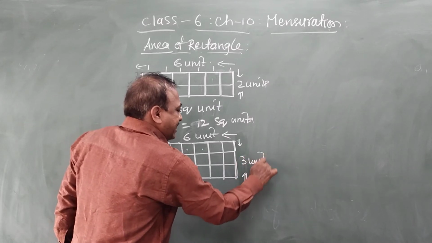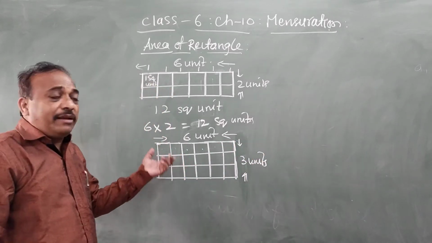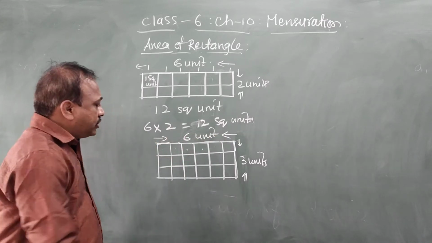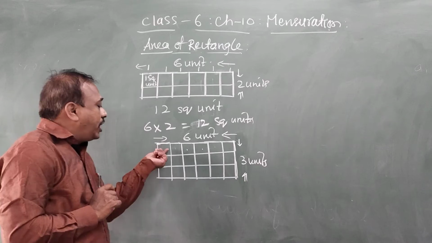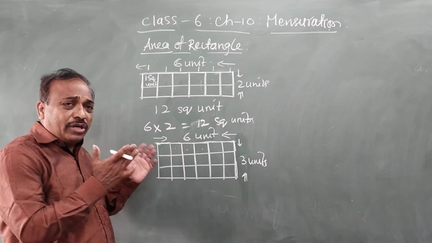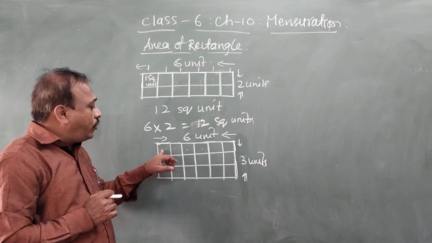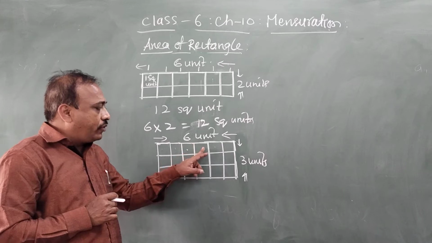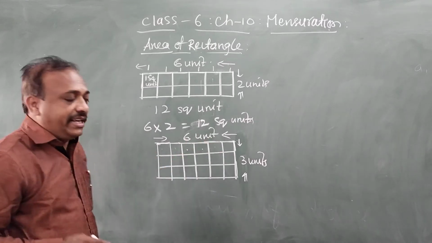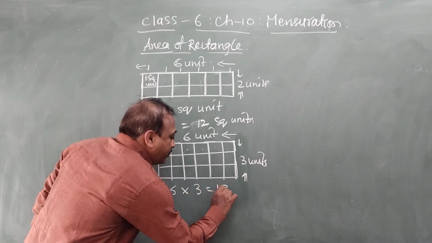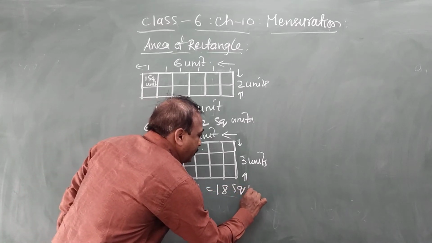If it is in centimeters, we write centimeters. If it is meters, we write meters. Now for the area, each smaller box represents 1 square unit. How many square boxes are there in total? 1, 2, 3, 4, 5, 6, like that, 3 rows. So 6 into 3 is 18. 6 into 3 is equal to 18 square units.